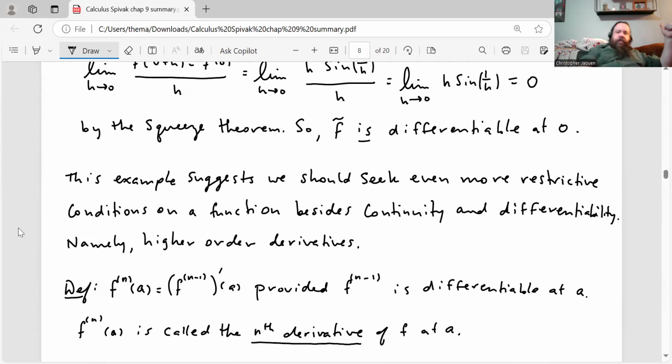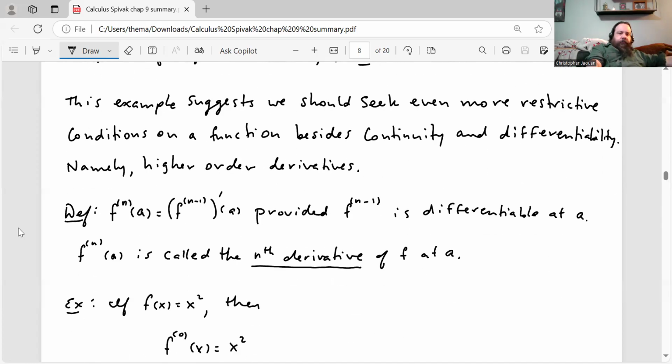This suggests that we should seek even more restrictive conditions on a function besides just continuity and differentiability, namely higher order derivatives, because the strange behavior of that function at 0 is not captured by the first derivative. We actually have to go to higher order derivatives to see some of the novelty of that function, f tilde.